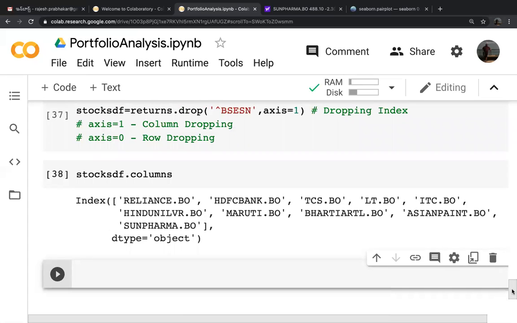Now we will start working with our portfolio weights. Portfolio weights means how much I should invest in each of these stocks. Let us say I have 10 lakhs with me, how much of that 10 lakh should I invest in each of these stocks. That is what your portfolio strategy will tell you. We first start by assigning equal weights. Let us say I am ready to invest equal amounts of money in each of these stocks.